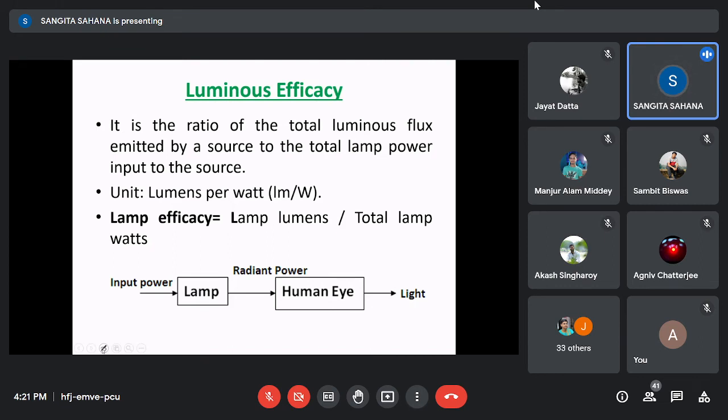Efficiency is output by input, na? So again, here it is also output by input. The output we are getting is light, the useful output rather. So total luminous flux output to the total input power. So the unit is lumen per watt. So how much lumen are we getting from a watt? Okay, meaning if from a 100 watt bulb we get 800 lumen, the luminous efficacy of that bulb will be 8 lumen per watt. Okay, output by input.